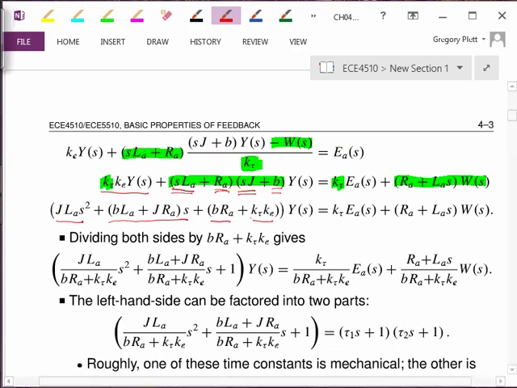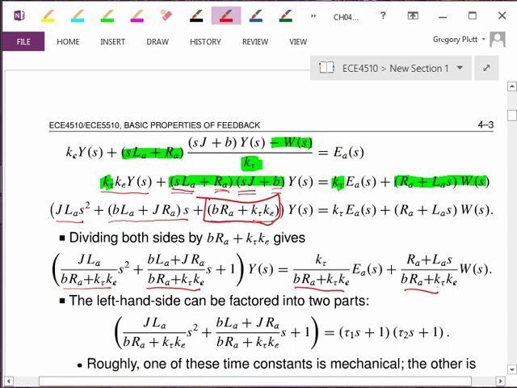On the right-hand side of the equation, nothing changed. We're going to clean up a little bit by dividing both sides of the equation by this term, and that will leave a 1 in that position. And when we do that, this JLAS squared becomes JLAS squared divided by that term. The BLA plus JRAS becomes that term divided by this, and so forth. All the terms have been divided by that.